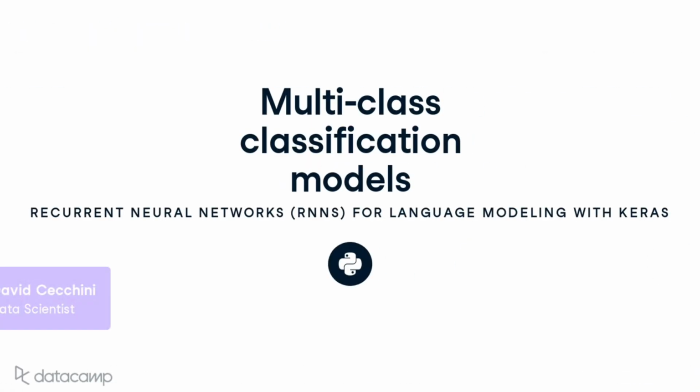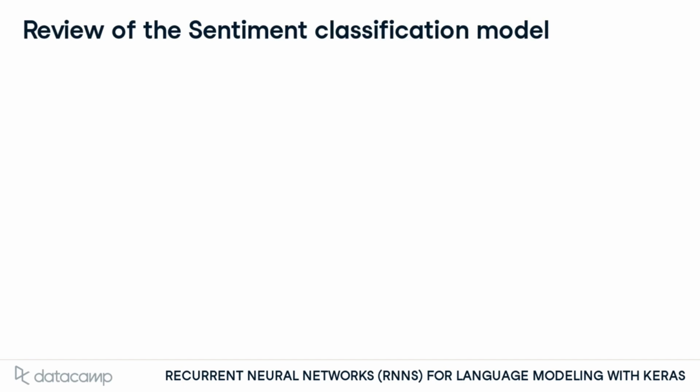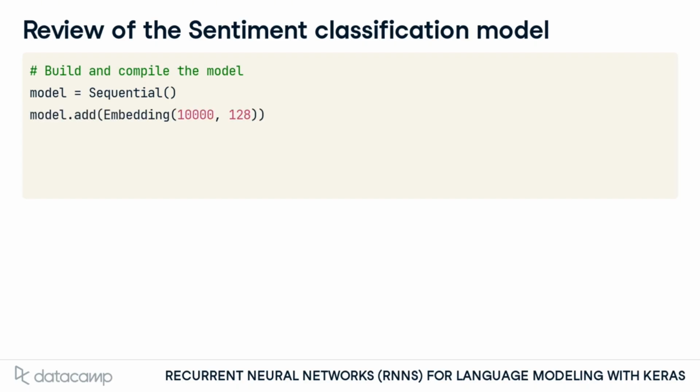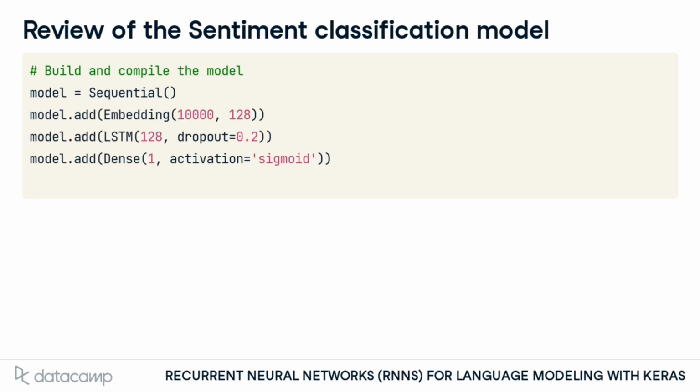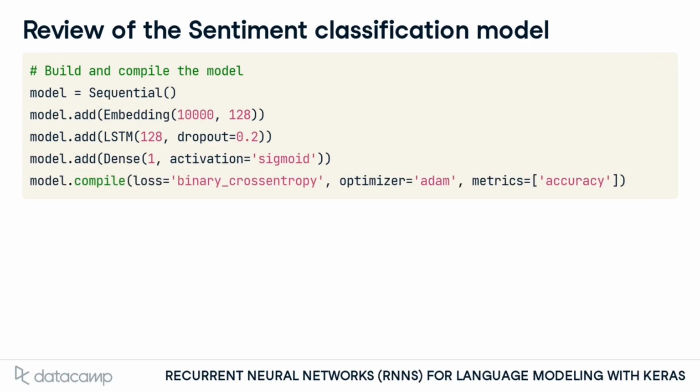Now you are going to build models in Keras and see how to perform multi-class classification. Let's dive in. In the first chapter, you learned to build a sentiment classification model using Keras. The model was created using the Sequential class, the embedding layer, one LSTM layer and the output layer with the sigmoid as the activation function. We compiled the model using binary cross-entropy loss function, the Adam optimizer, and accuracy as metric.